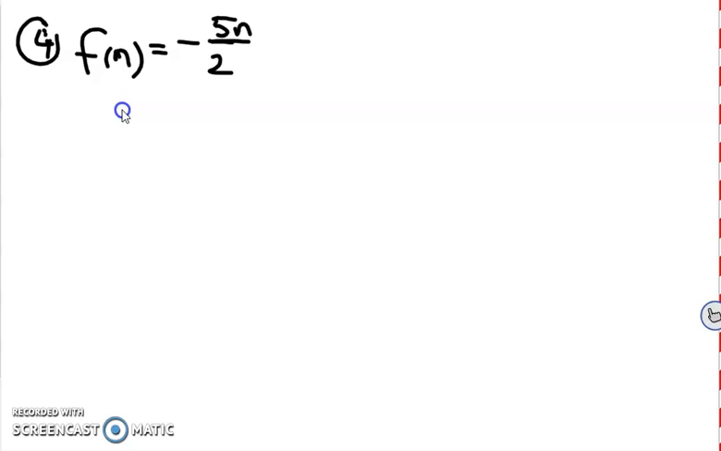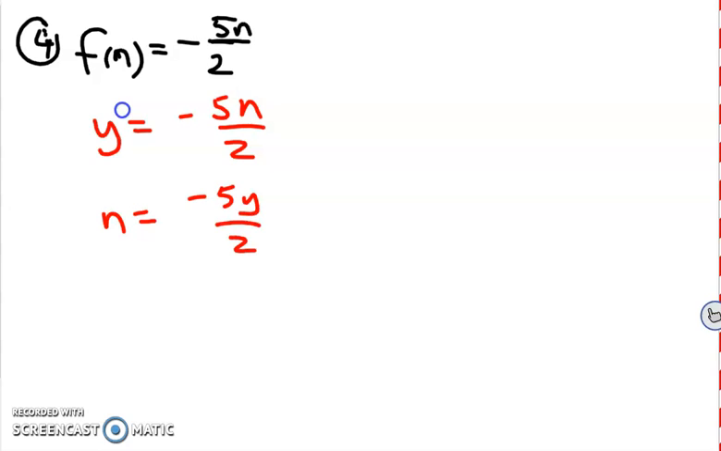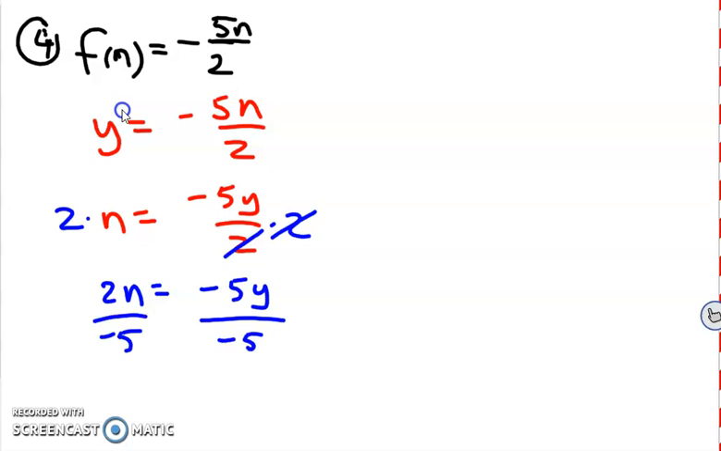So in problem 4, the first step is to replace f of n with a y. Exchange, in this case, n and the y. And then solve for y. So first step would be to multiply both sides by 2 to get rid of the division problem. And then the last step is to divide both sides by negative 5 to get the y by itself.